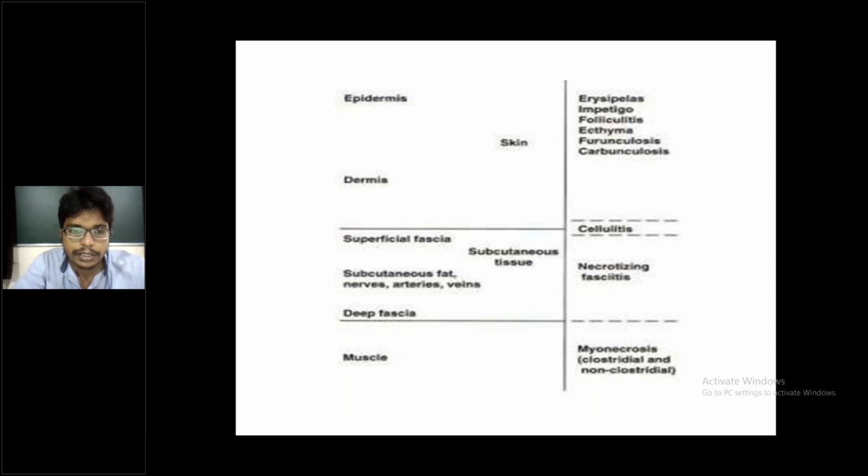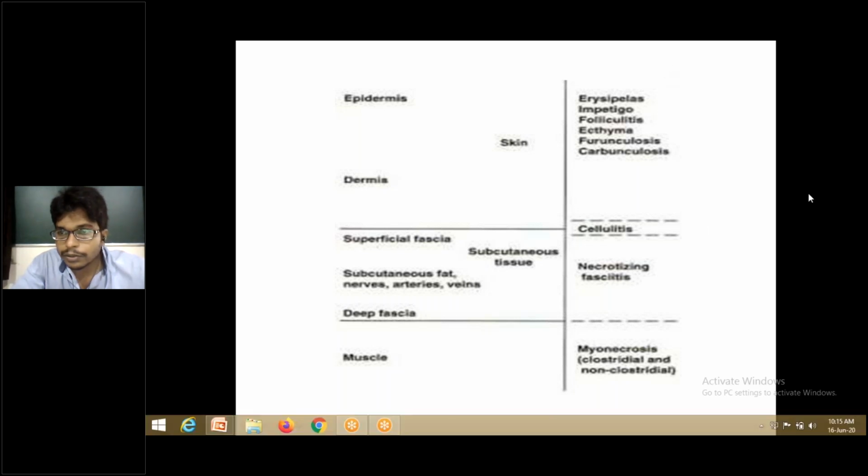Cellulitis and necrotizing fasciitis. What are the organisms involved in cellulitis? Can anyone type in the chat box? I said one code in the last class. NICE. Nice is for infections which occur, not streptococcus. Someone said streptococcus. It is staph. Staph is most common. Oh, yes, streptococcus is also involved.